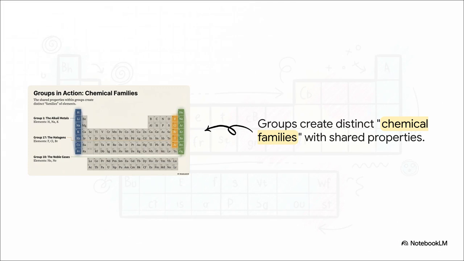Take group 1, the alkali metals. They're all so ridiculously reactive, they'll literally burst into flames in water. But then you have group 18, the noble gases, and they're so stable and aloof, they barely interact with anything at all. Same column, same family vibe.